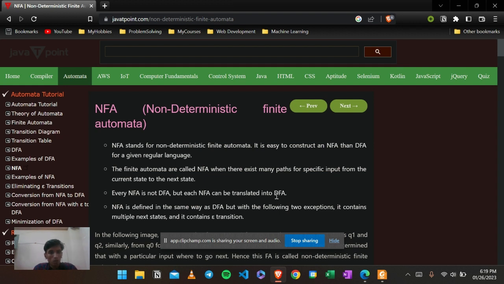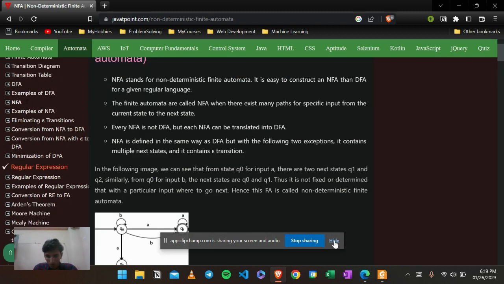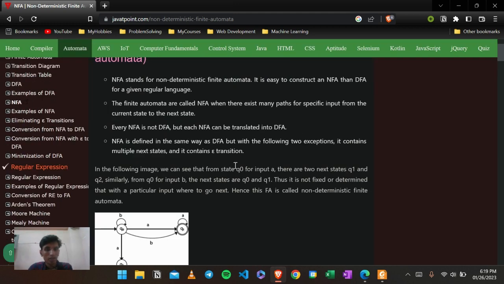Today, I'll be explaining the topic called NFA, which is non-deterministic finite automata. So, firstly, I'll define what it stands for. NFA stands for non-deterministic finite automata. It is easier to construct an NFA than a DFA for a given regular language. The finite automata are called NFA when there exist many paths for a specific input from the current state to the next state. Every NFA is not a DFA, but each NFA can be translated into a DFA.